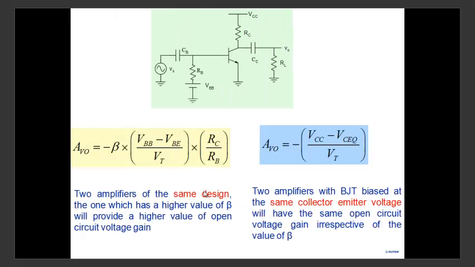Let me put both these statements here. I can write AV0 like this, and I can write AV0 like this here. Two amplifiers with BJT biased at the same collector-emitter voltage will have the same open circuit voltage gain irrespective of the value of beta. Is beta important or not?